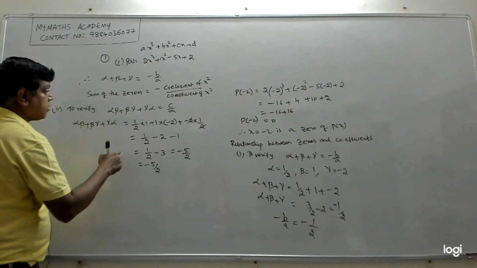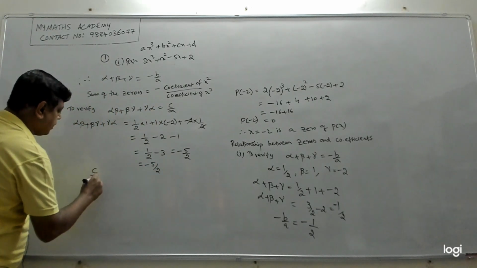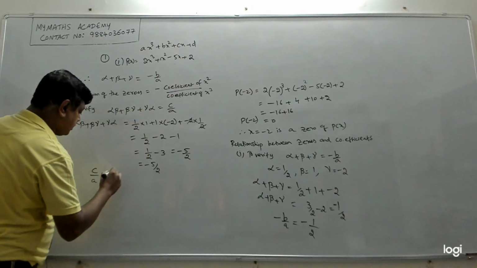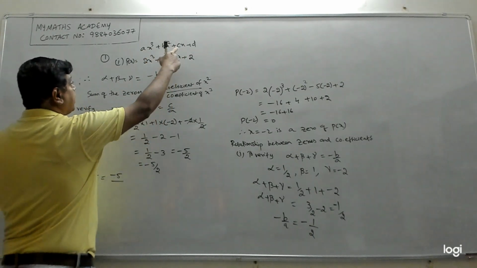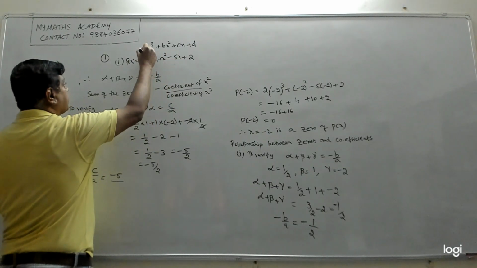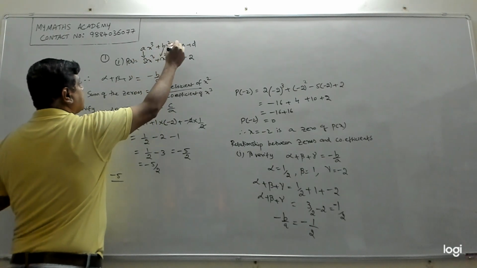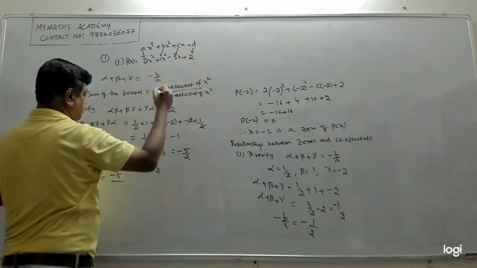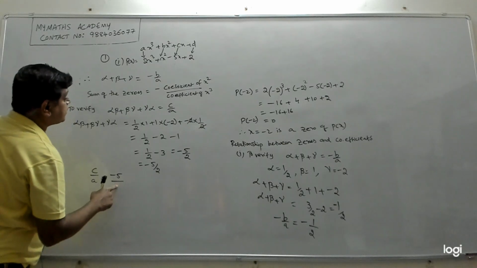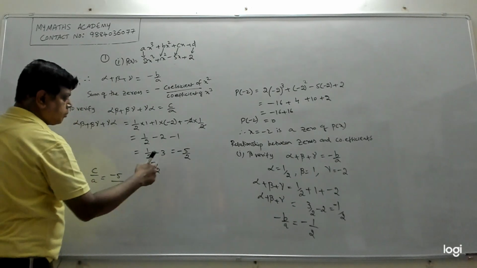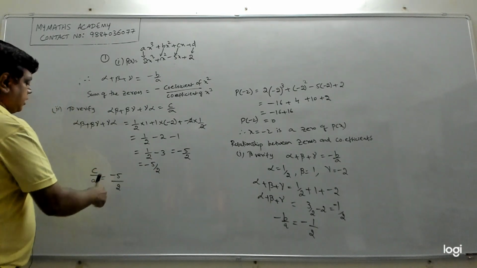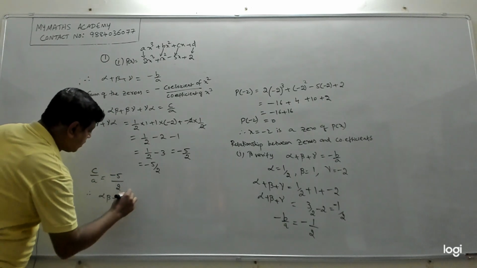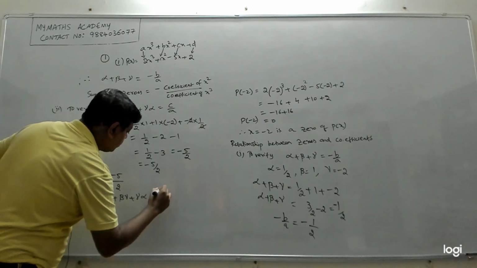Now let's find the value of c by a. Comparing with the general form, c is minus 5. Here this is a, this is b, this is c. Don't take it with x, only the number. d is 2. So c is minus 5 and a is 2. This is also minus 5 by 2. So therefore alpha beta plus beta gamma plus gamma alpha equals c by a.